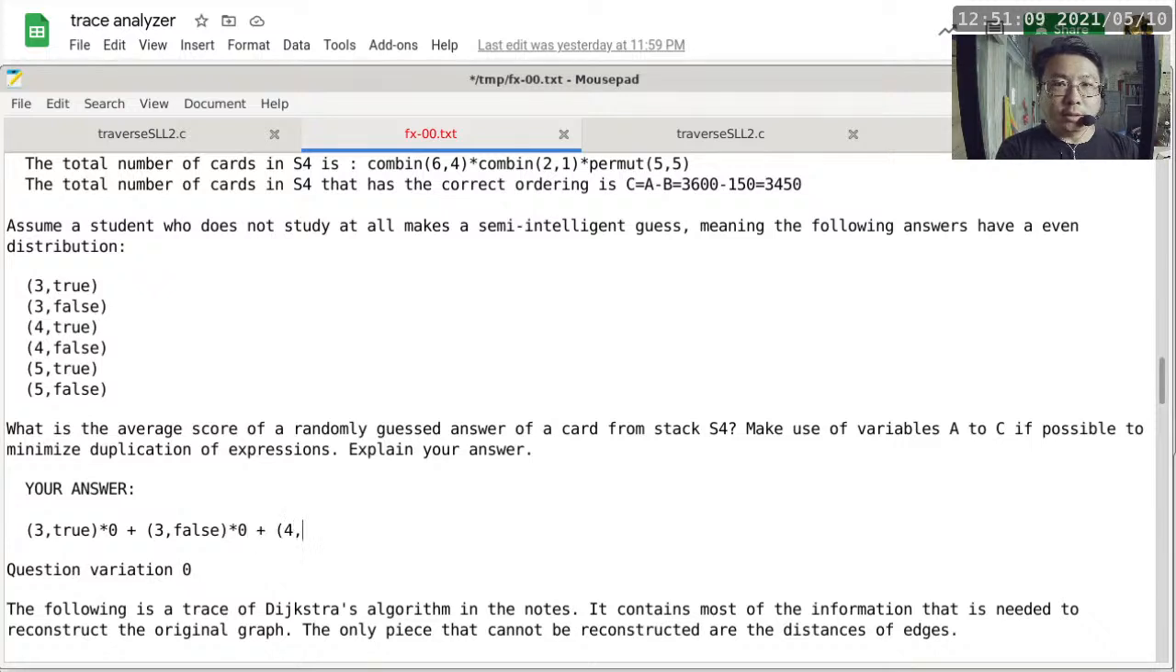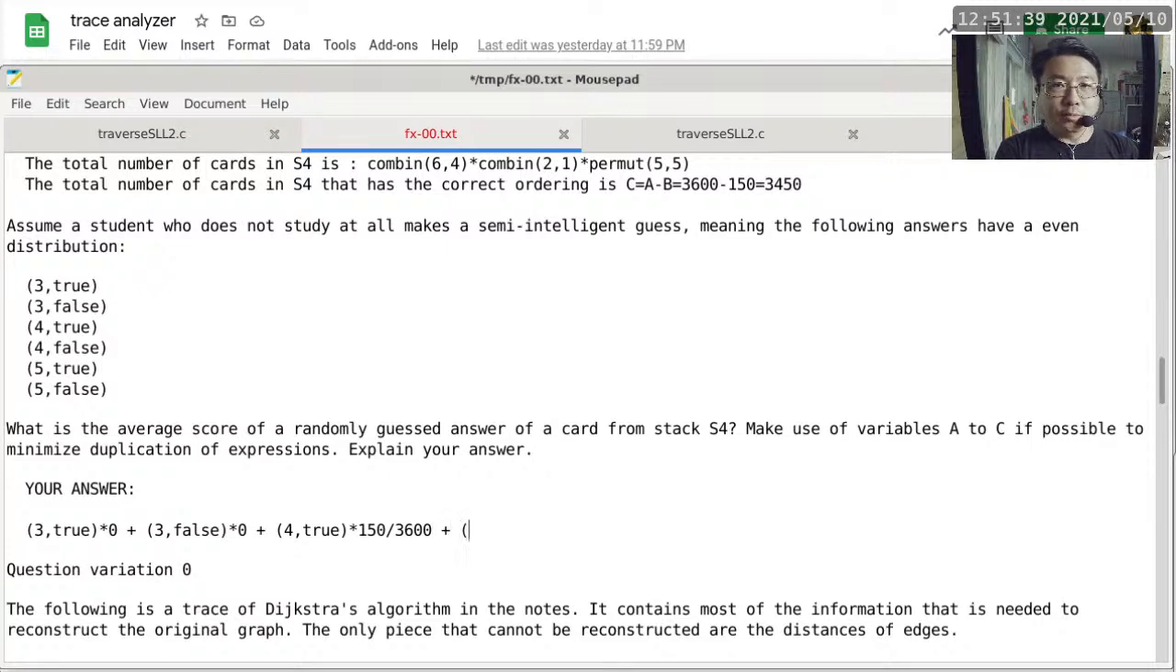So now we get to the good ones. Okay, so 4 true. What are the chances that a 4 true is going to get the right answer? Well, in that case, it would be 150 divided by 3600, because out of the 3600 cards in the S4 stack, 150 would actually be matching 4 true as the correct answer.